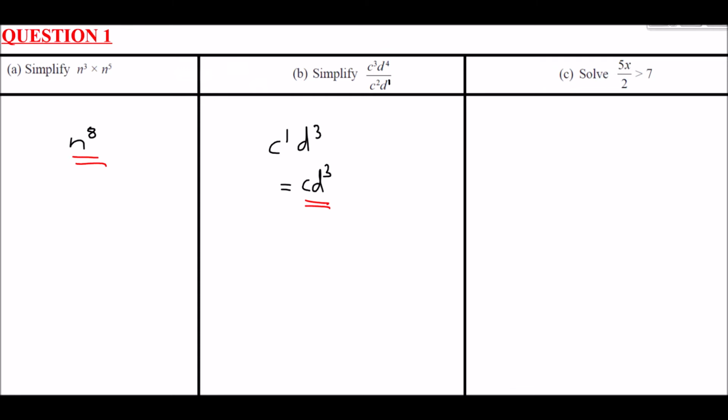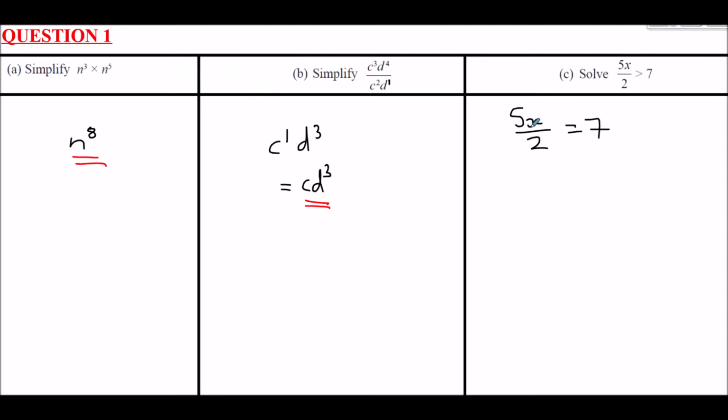For c, we need to solve an inequality. There's a few ways of doing this. What I'd tend to do is think of it as an equation. You might be thinking, but it's not, it's an inequality. True. But think of this as an equals and solve it in the same way you would any old equation.